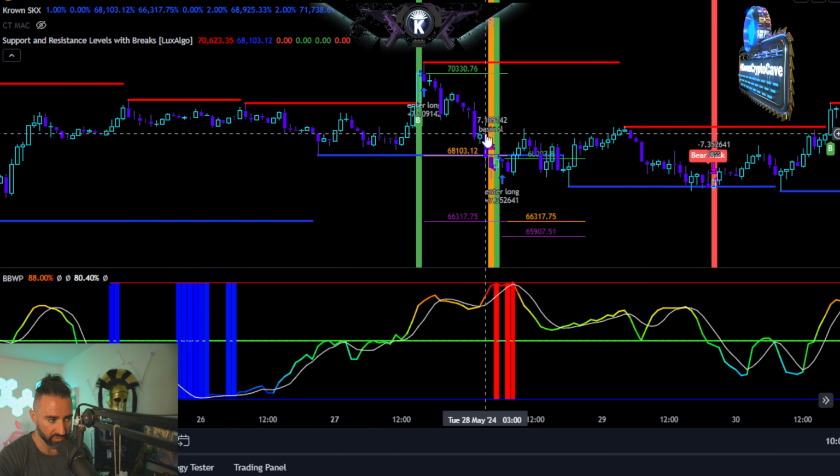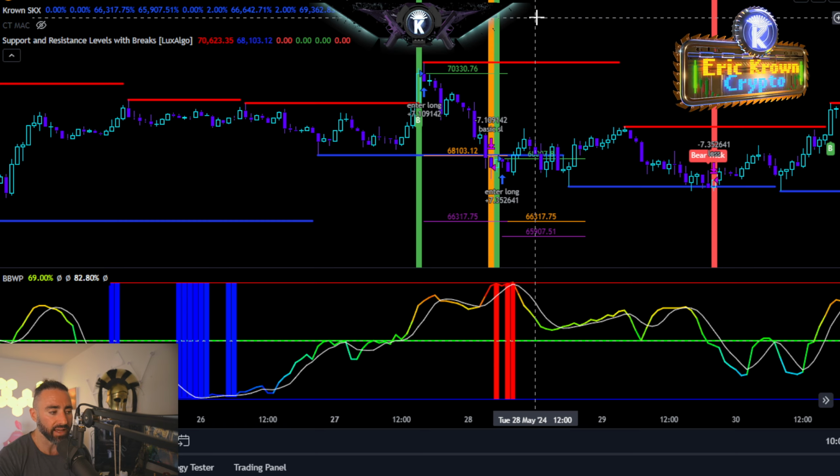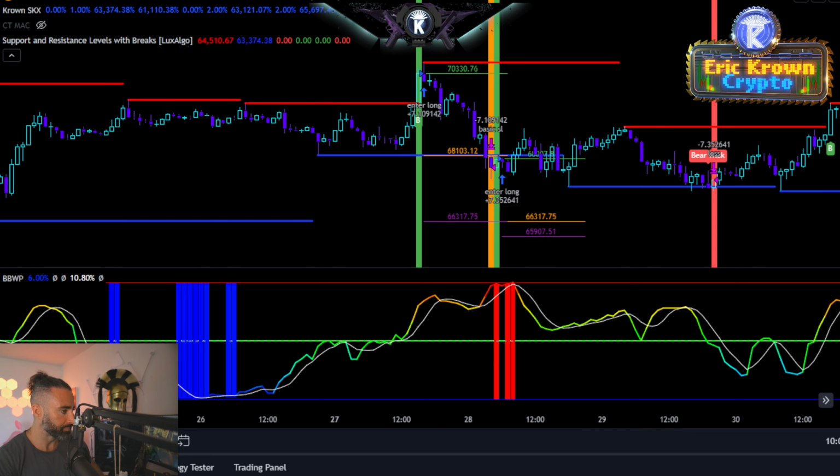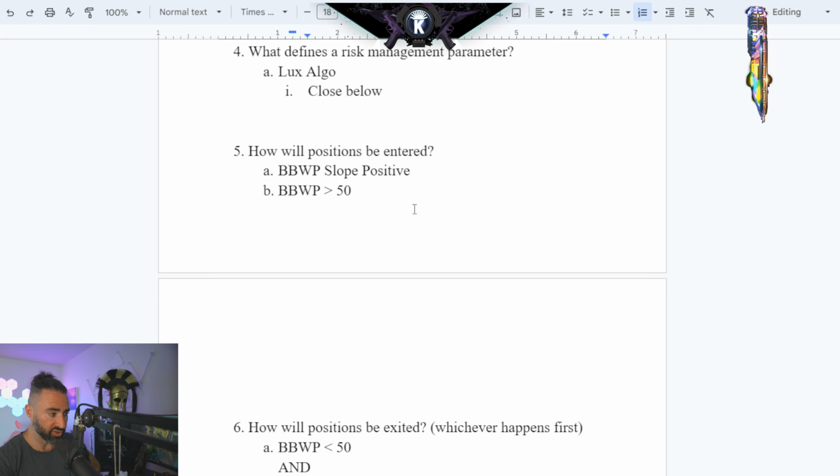And that's exactly what happens here. The basic SL orange marker in the background signifies that a loss has been taken on that particular trade. All right, moving on from there, let's go into how positions are entered.